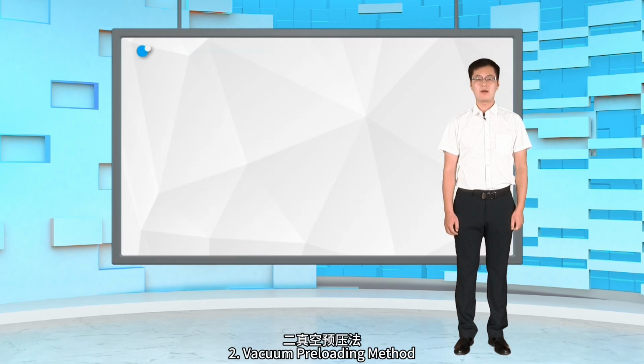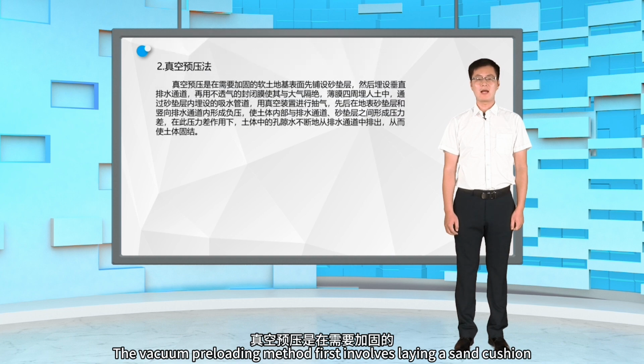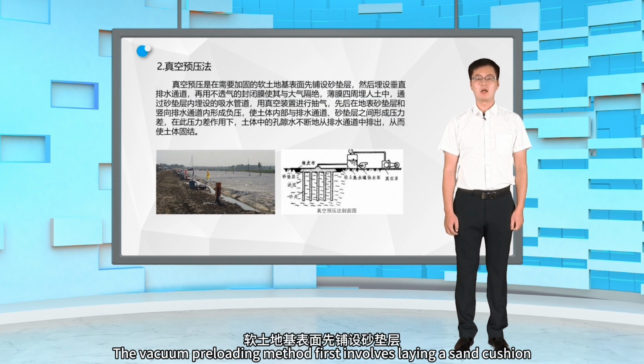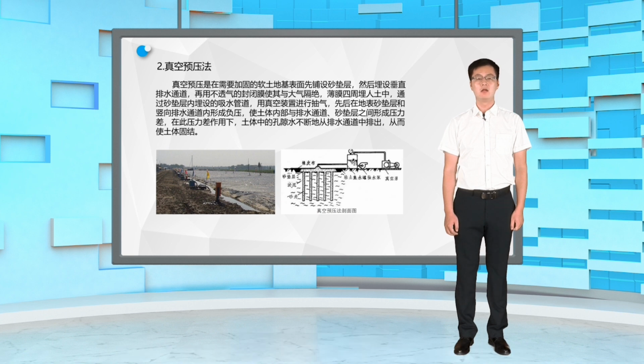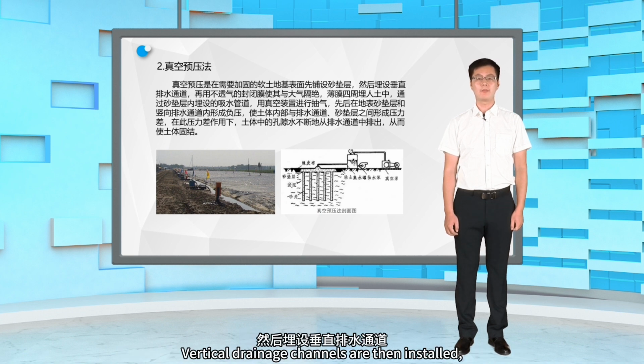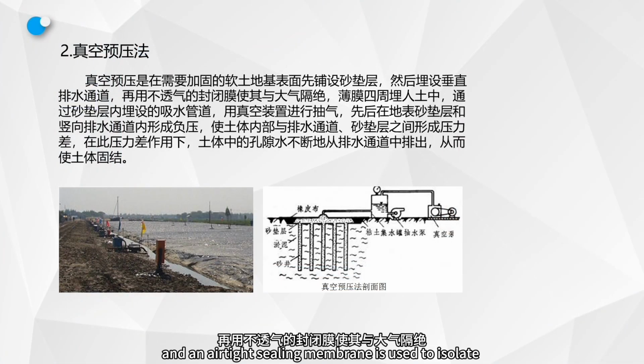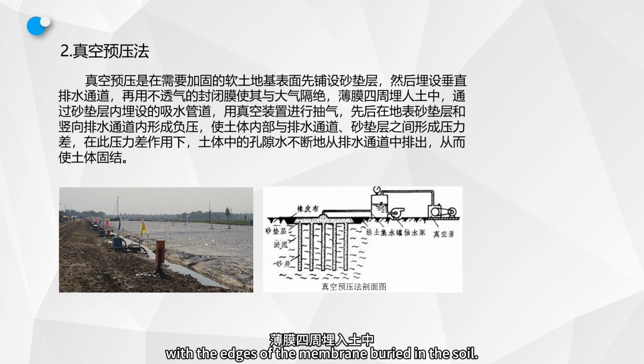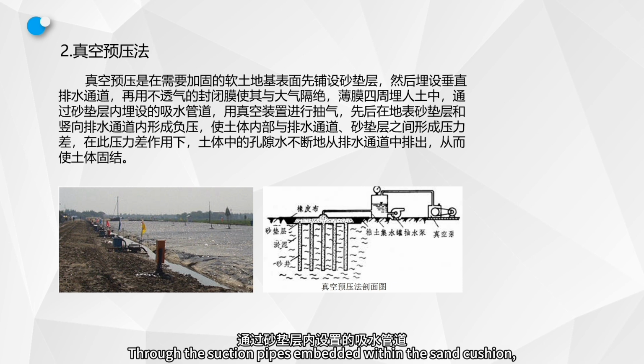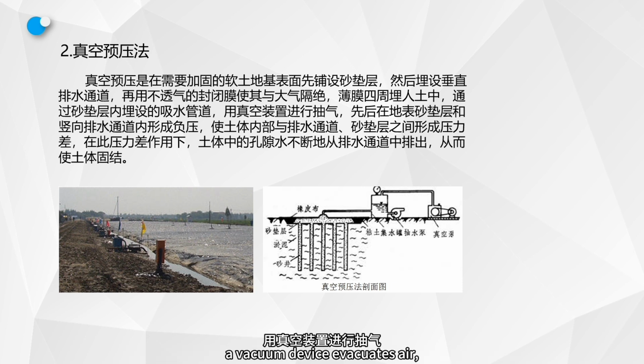Second, vacuum preloading method. The vacuum preloading method first involves laying a sand cushion on the surface of the soft soil foundation requiring reinforcement. Vertical drainage channels are then installed, and an airtight sealing membrane is used to isolate the ground surface from the atmosphere, with the edges of the membrane buried in the soil. Through the suction pipes embedded within the sand cushion, a vacuum device evacuates air, creating negative pressure in both the surface sand cushion layer and vertical drainage channels.